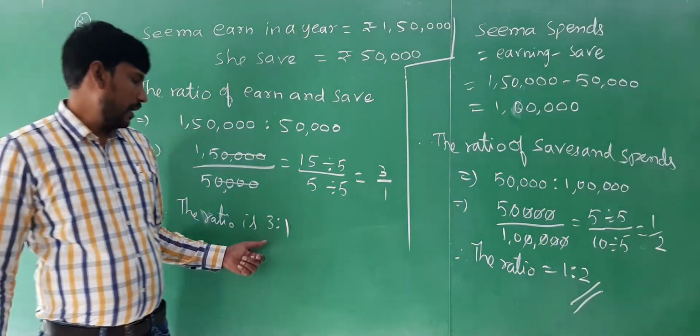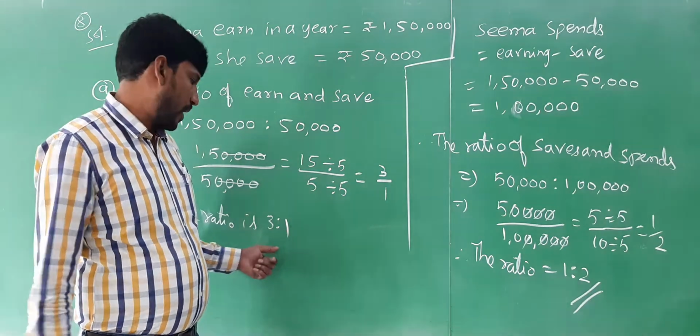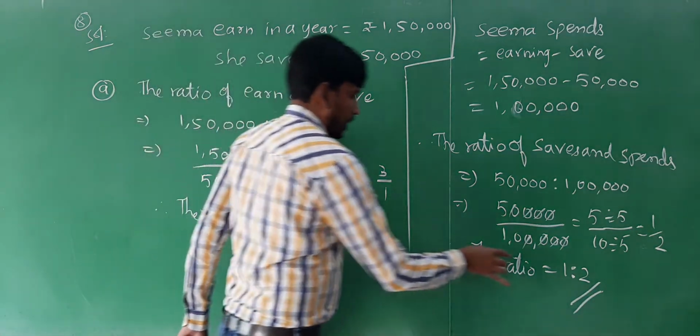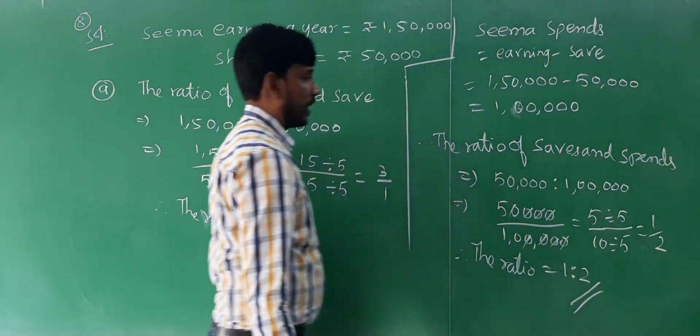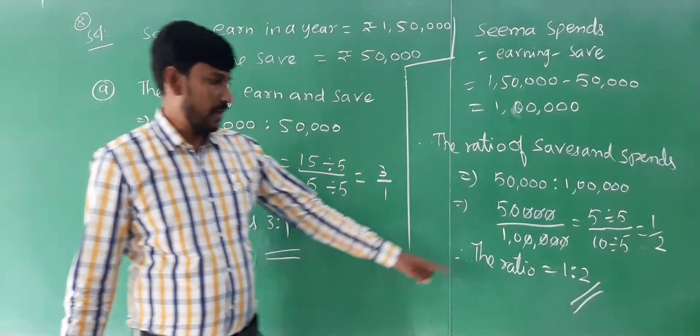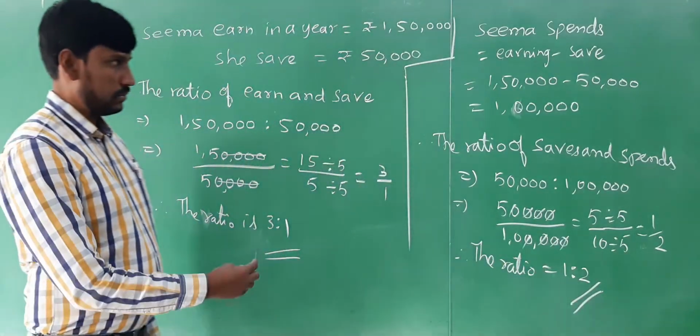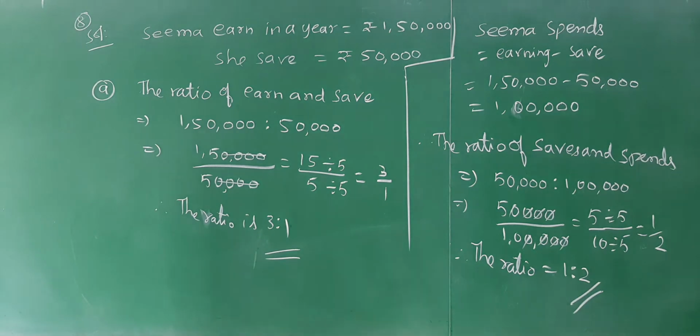Earning and savings is nothing but 3:1, right? Savings and spending, that is expenditure, is nothing but a 1:2 ratio. Please copy this.